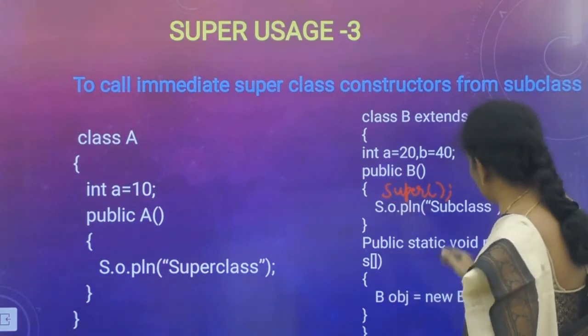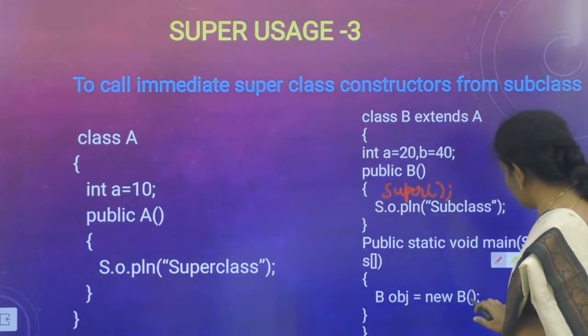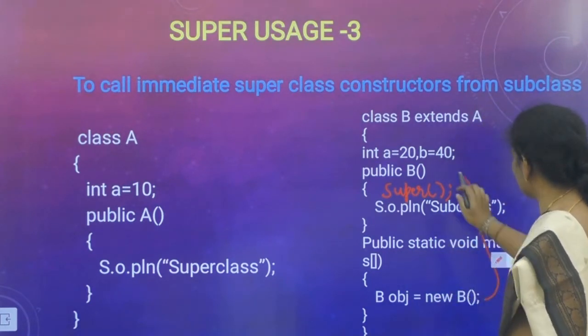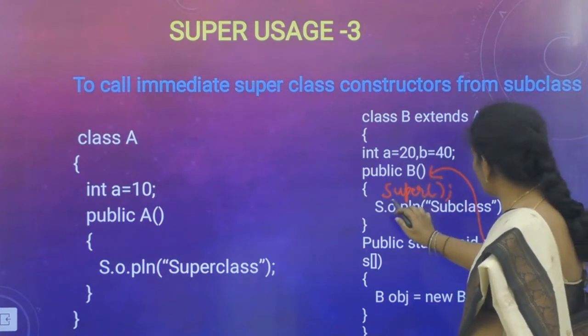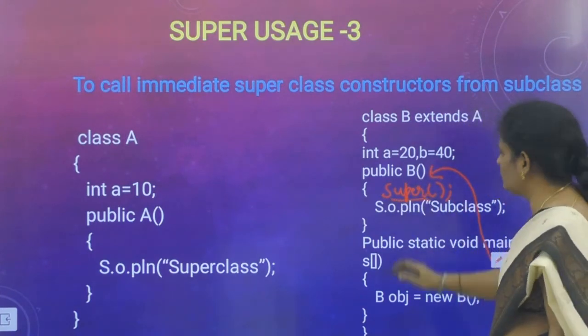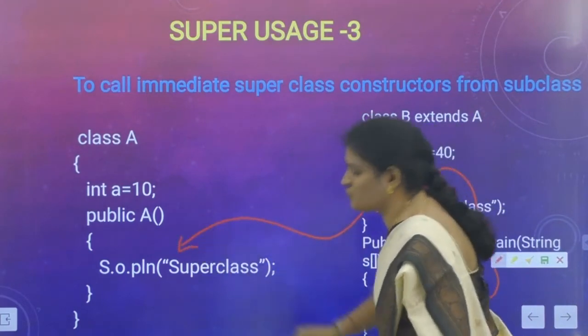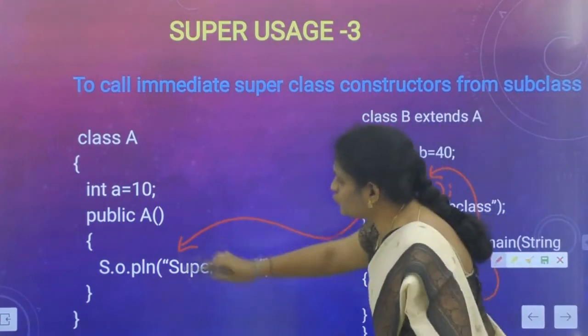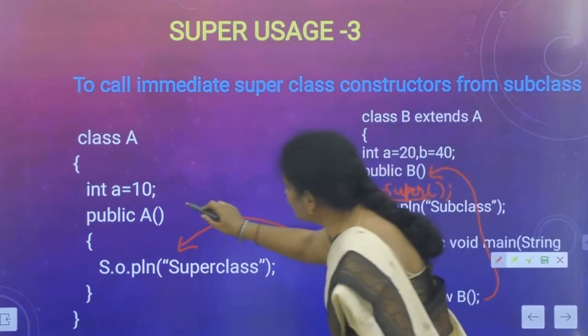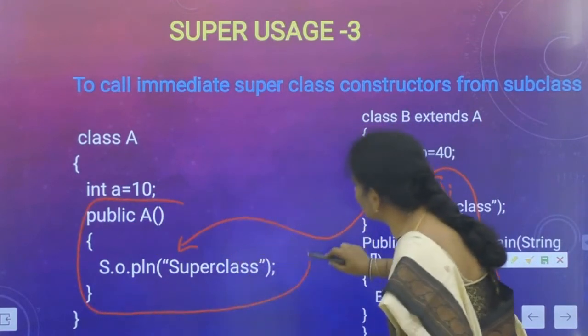So what will happen in this case? When the object gets created, this constructor gets called. Inside the constructor, what is the first statement we are having? Super. So super means what? It refers to the superclass constructor. Super refers to the superclass constructor. So now this constructor will get executed first.